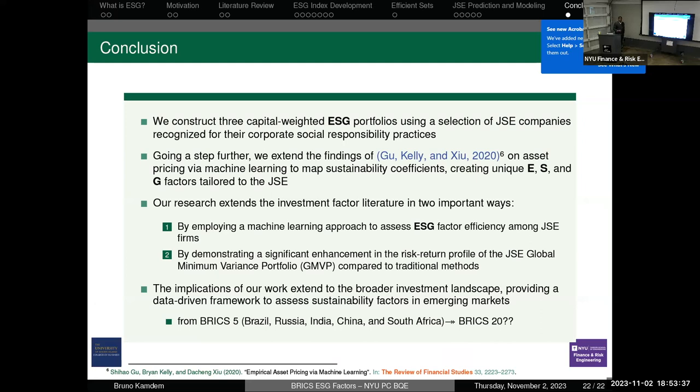So this analysis can be extended when we get enough data, when those countries join and are allowed to trade on the Johannesburg Stock Exchange. These are some of the implications of our paper. We don't know when those countries will be accepted within BRICS, but they might be able to compete with the S&P 500 ESG, or US ESG indexes, if and when those companies come into play. Then factor analysis becomes even more relevant and more mainstream.